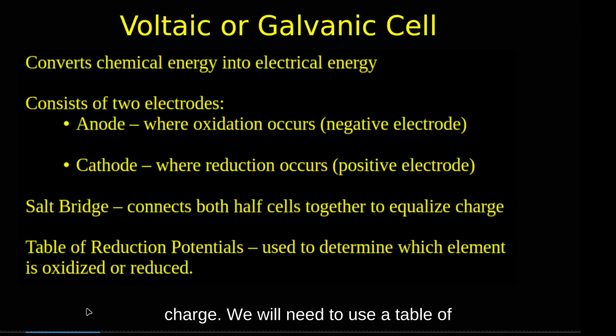We will need to use a table of standard reduction potentials in aqueous solutions to determine which element will be either oxidized or reduced. The table is oftentimes arranged from the highest reduction potential to the lowest. This means the cathode will be located above the anode, because the cathode is where reduction is most likely to occur.